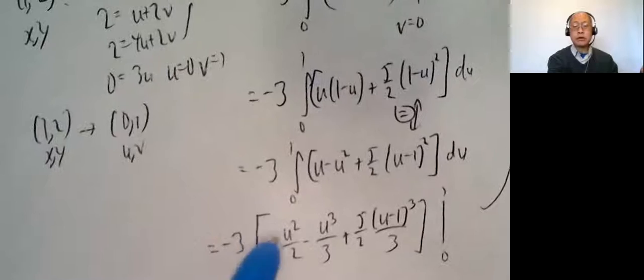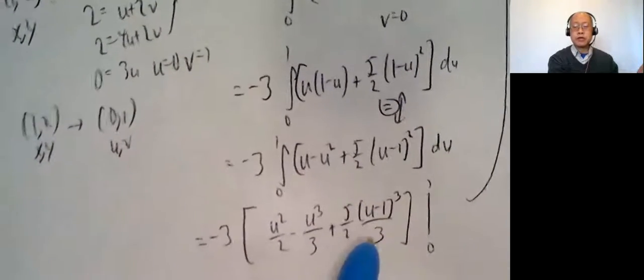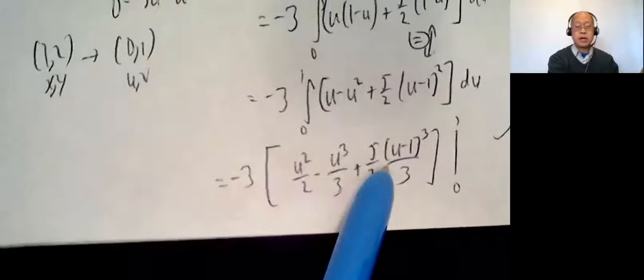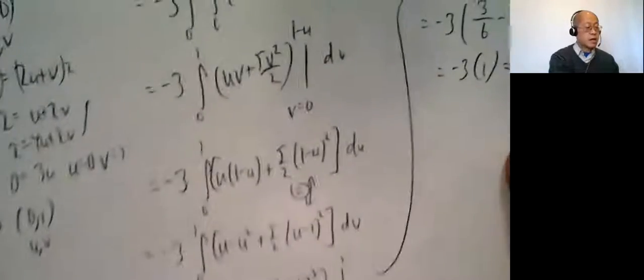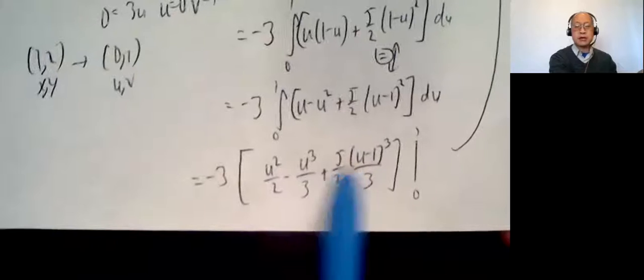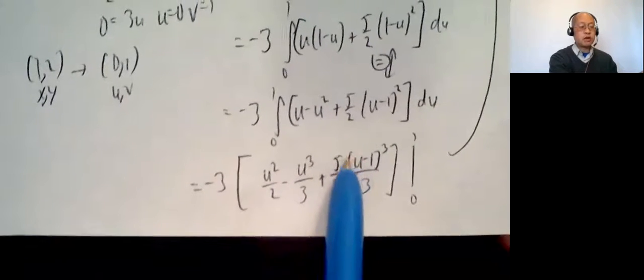Now I integrate u squared over 2 minus u cubed over 3 plus 5 halves u minus 1 cubed over 3. Okay, so if I plug in 1, this becomes 1/2 minus 1/3, and that becomes nothing. So negative 3 is in front, 1/2 minus 1/3 plus nothing. And then if I plug in 0, that's 0, that's 0, but that's not 0. That's going to be 5/6 times negative 1 cubed, which is negative 1.